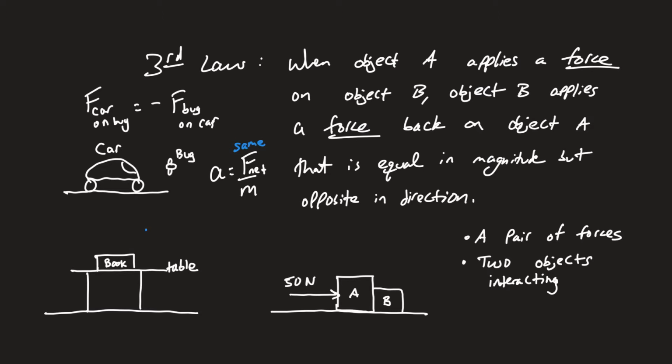We would have the force of the book on table, and then you'd have the force of the table back on the book. And that's it. That would be the third law pair.